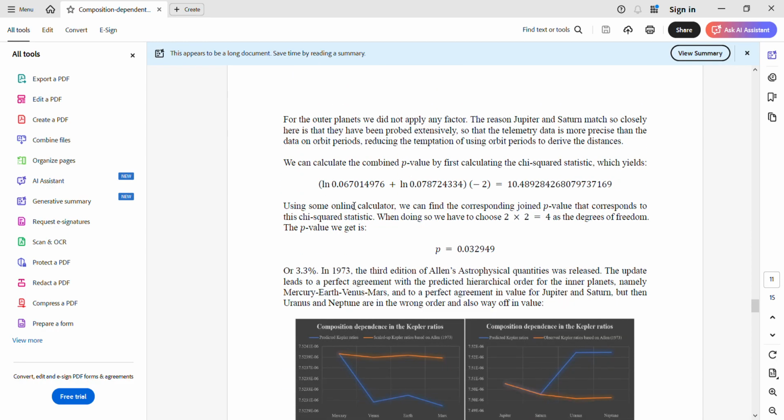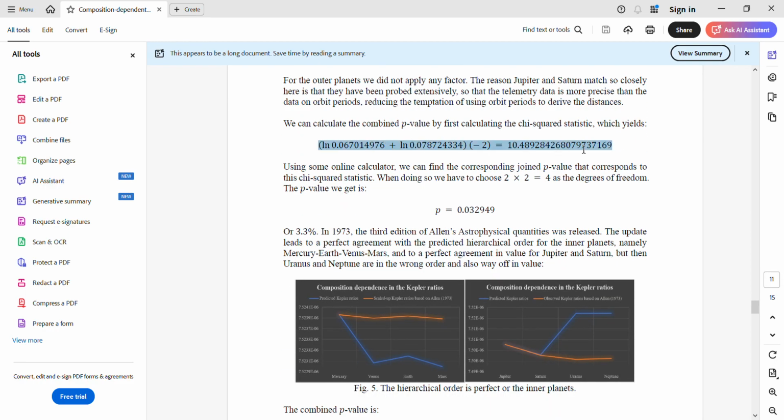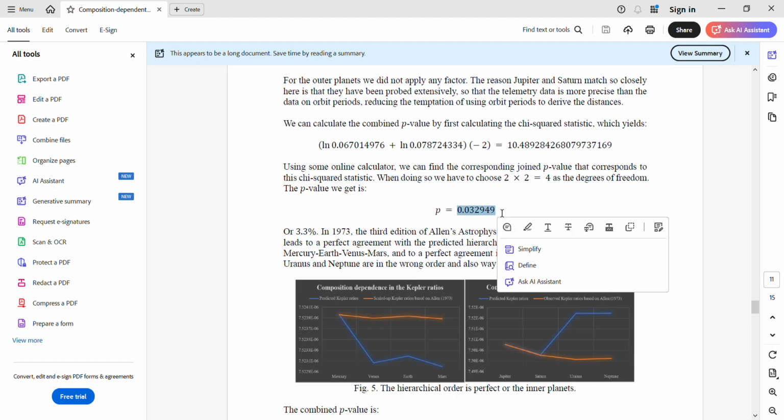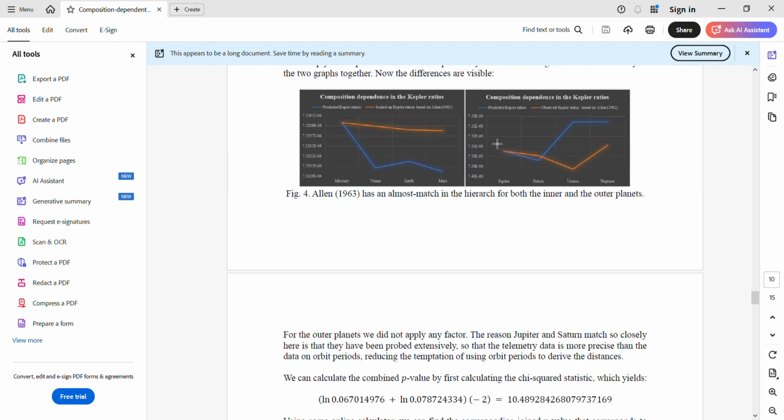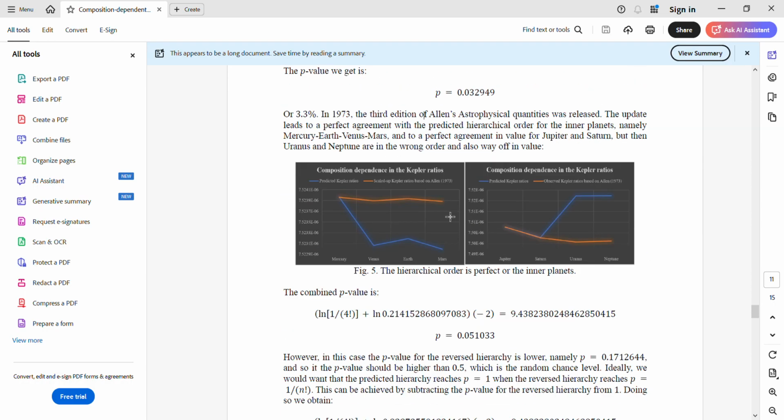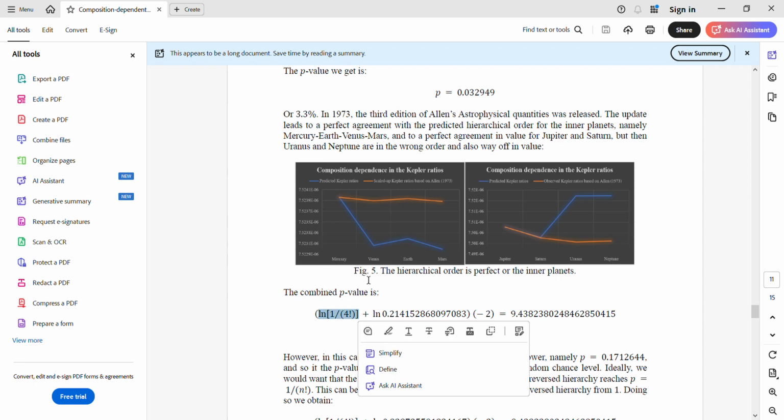And I also calculated the p-value of that, which is 3%, a 3% chance that this is a coincidence. Then I did the same here for Allen 1973. See, this goes down, up, down, and this goes down, up, down. So that's actually perfect agreement in the hierarchy.